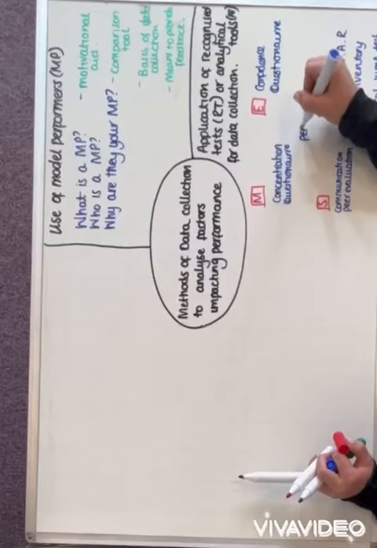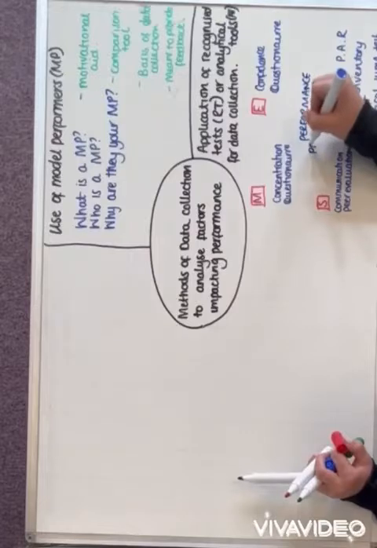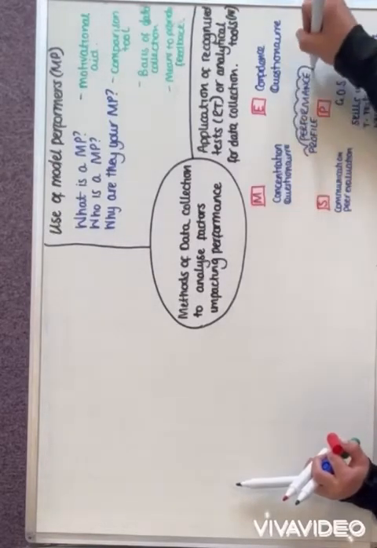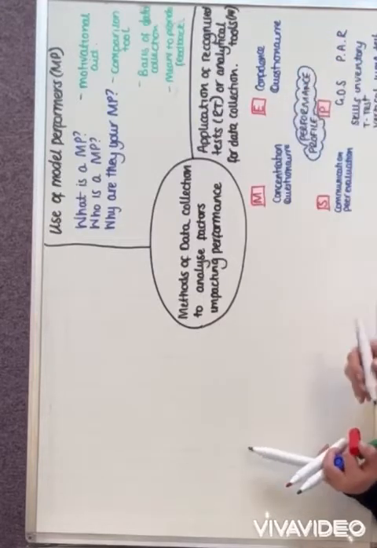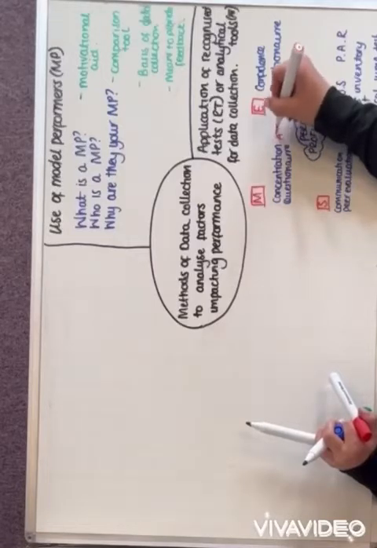The last 2 are recognised tests because we follow the same procedure every single time when we compare our information, our data that we get to normative data. So a set of standard results for your age group across the nation.